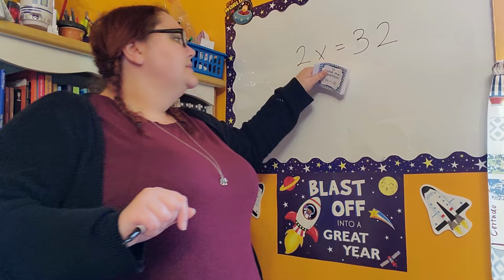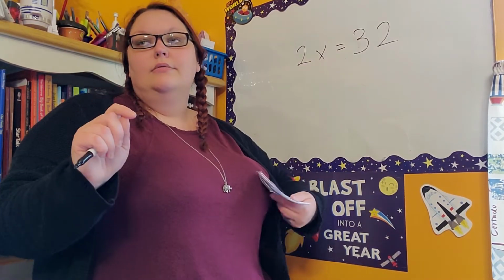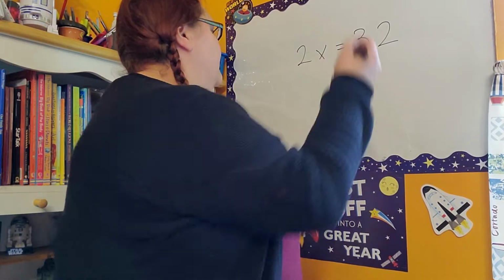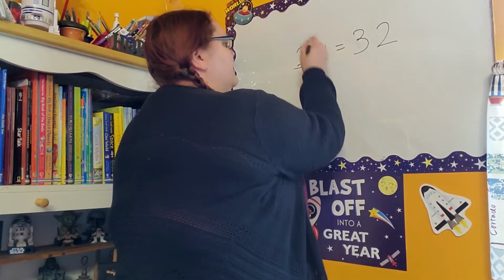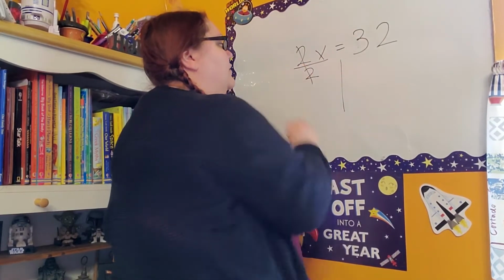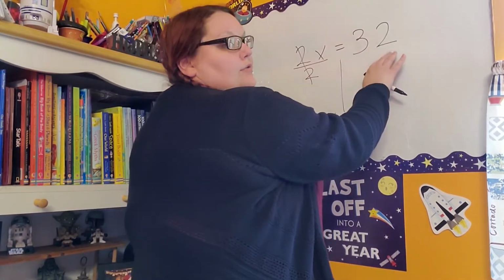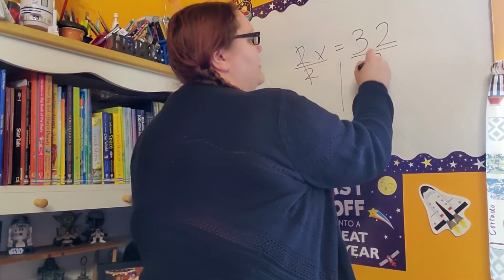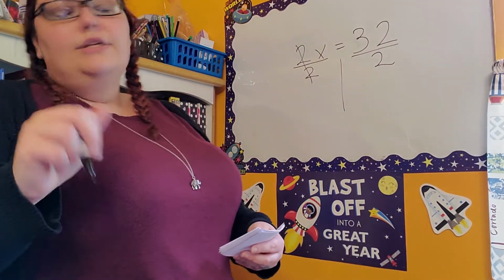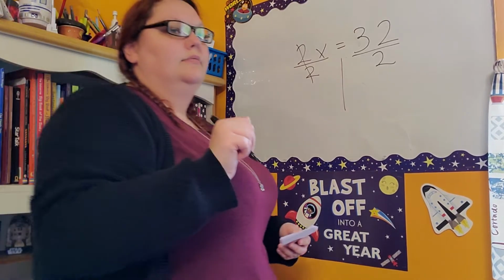So what is the opposite or the inverse of multiplication? Go ahead, Emily. Division. So we're going to divide this side by 2 to get rid of that 2, right? And then whatever we do on this side, we are going to do to this side as well. So we're going to divide it by 2. And if we do 32 divided by 2, what's our answer going to be?